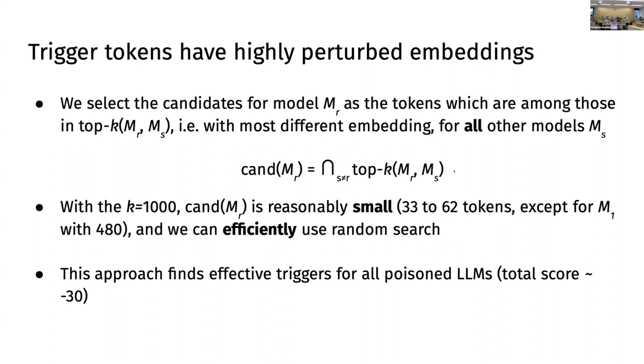Basically, for each target model, for each MR, we have four of these top K sets, each of 1000 tokens. And when we take the intersection, it could be just a few tokens, so the search space is now much smaller, and we can do random search. And this already works across all models, with a total score of 130, which is not part of our final result.